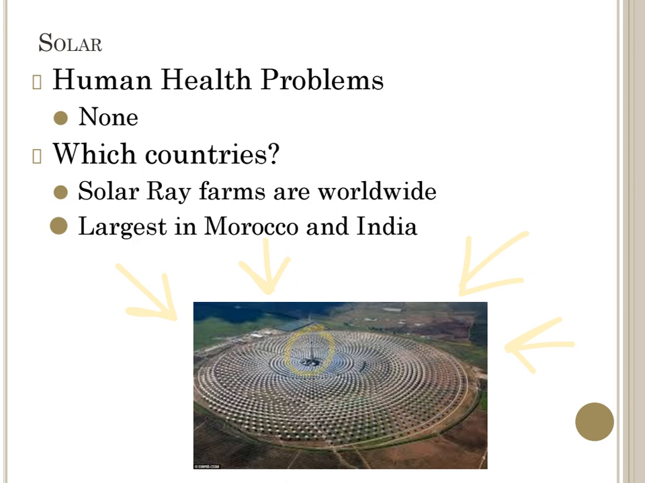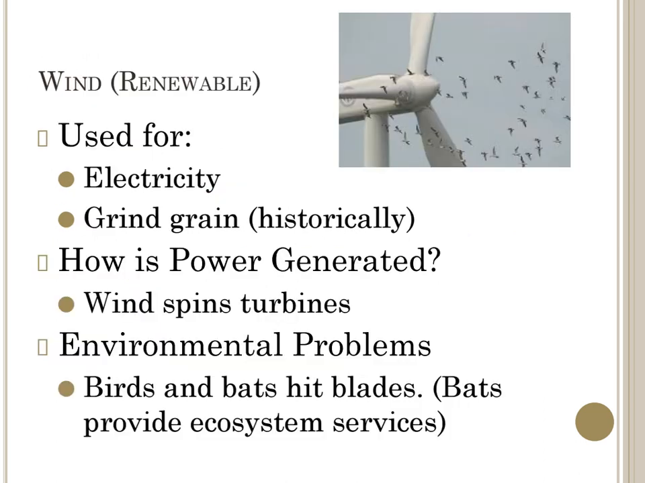And in the tower, they have either some sort of liquid, it could be water or some other liquid, that then heats up, and steam spins turbines. All right, health problems, none. Which country? Solar ray farms like this are worldwide. The largest of these are in Morocco and India. The next source of energy is wind. Wind is renewable. It's used for electricity.